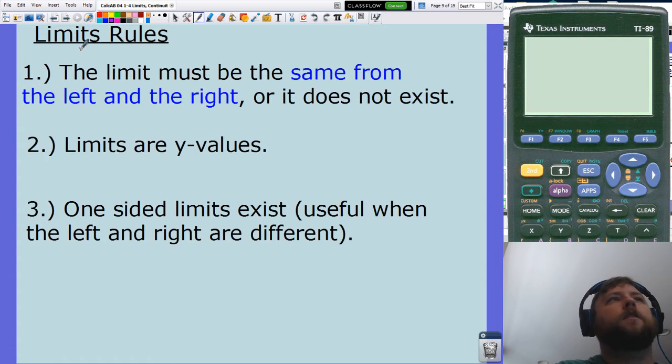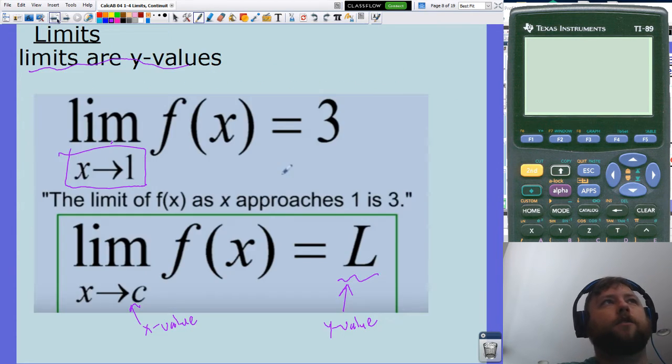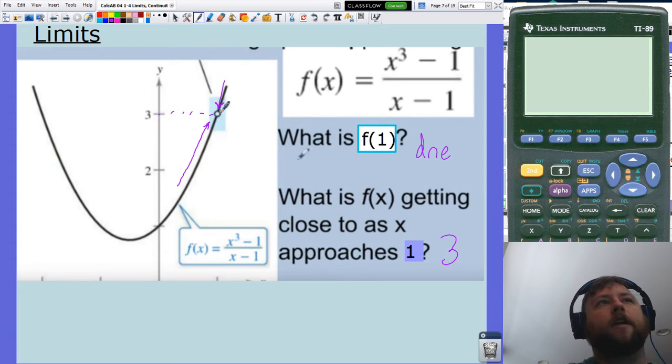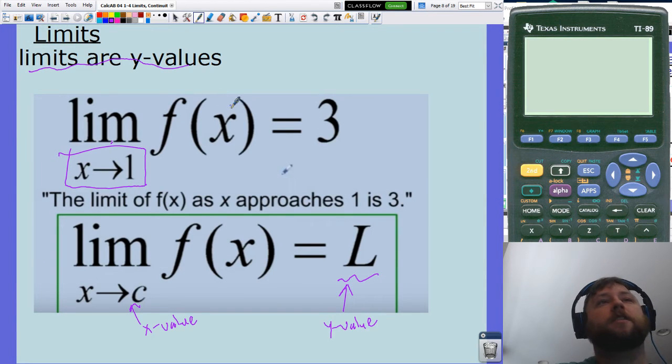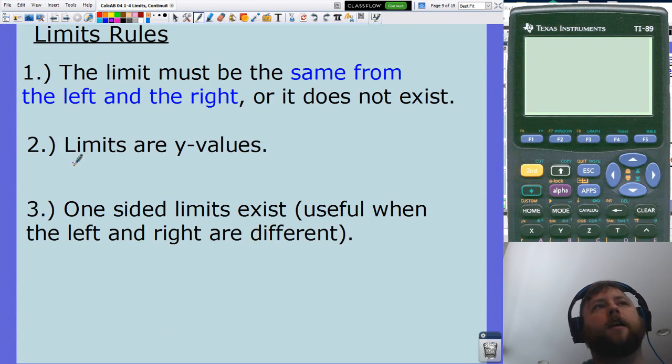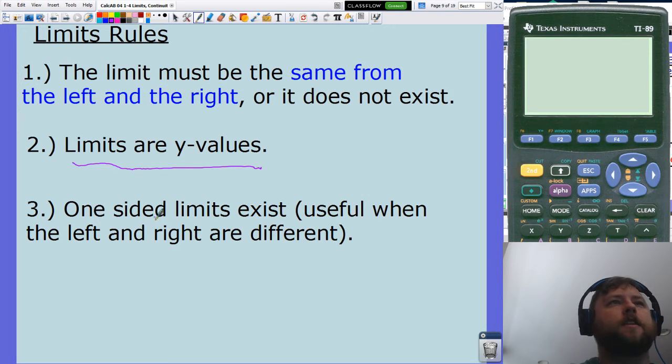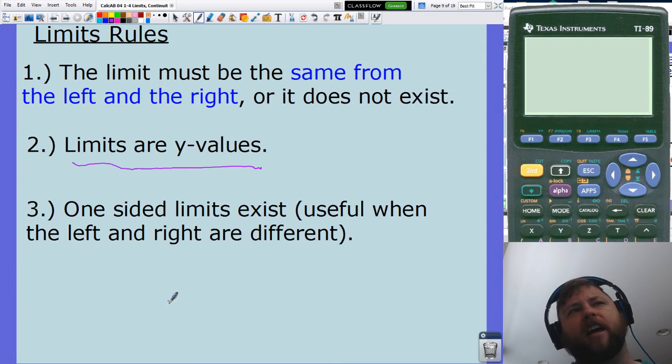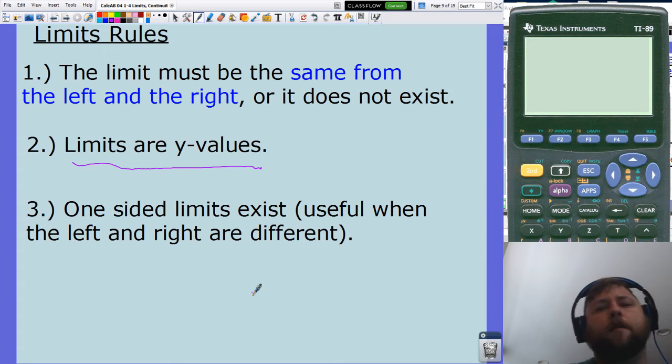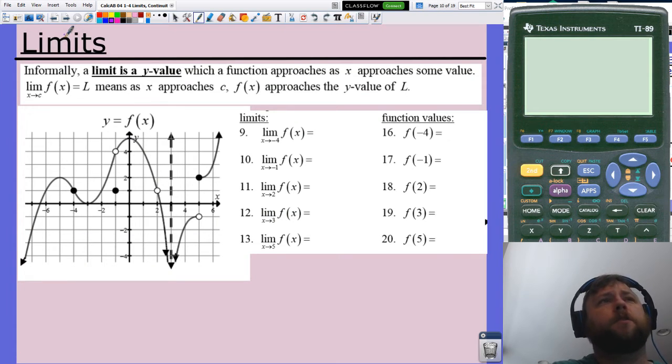All right. Now, a few other rules for limits. The limit must be the same from the left and right side, or it does not exist. For example, the left and right both have to go to 3 for the limit to be 3 in this case. If they go to different things, we say it does not exist. Limits, again, are y values. I'll keep saying that. And one-sided limits exist. So you'll see some examples where maybe I only look at the limit on the left side or the right side, and they might approach different numbers. This is just to get more information from a graph when maybe you're not able to plug in a point.